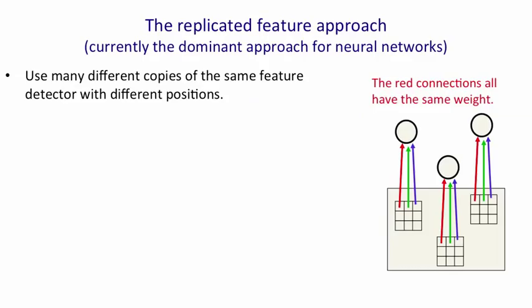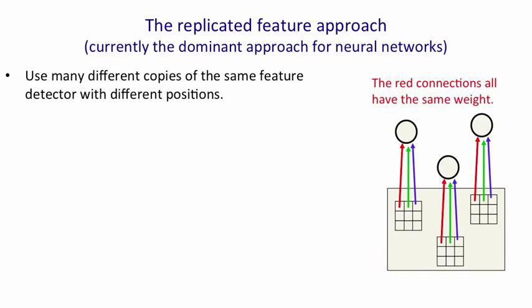Convolutional neural networks are based on the idea of replicated features. Because objects move around and show up on different pixels, if we have a feature detector that's useful in one place in the image, it's likely that the same feature detector will be useful somewhere else. So the idea is to build many different copies of the same feature detector in all the different positions.